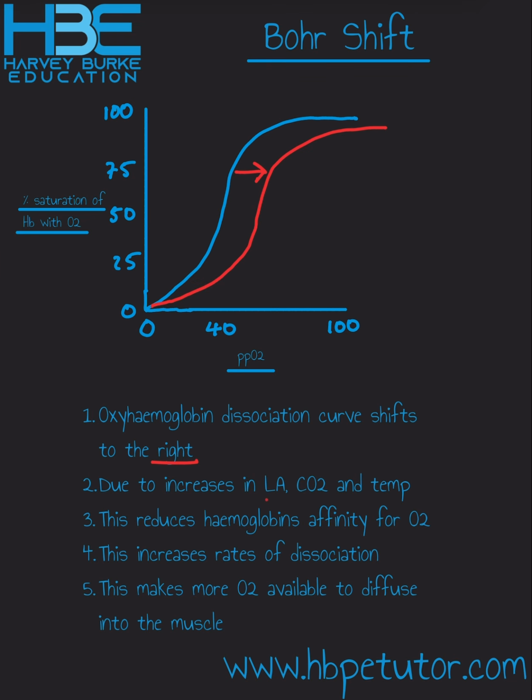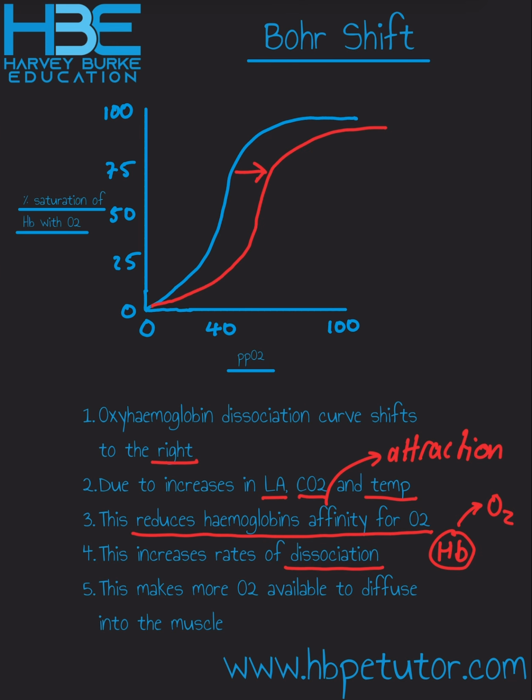And it happens due to an increase in lactic acid, CO2, or body temperature. And when those conditions occur, this lowers hemoglobin's affinity for oxygen, and affinity just means attraction. So if hemoglobin's attraction or affinity for oxygen has gone down, it means that it's going to be able to dissociate with even more of it. So hemoglobin dissociating with oxygen is when it lets go of it.